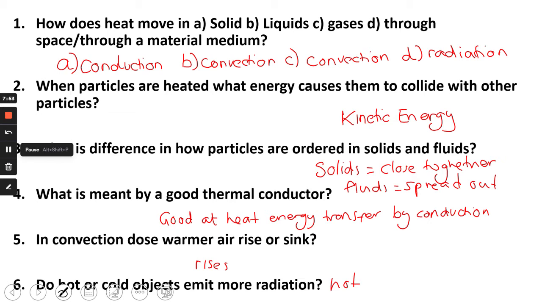Particles in solids and fluids are ordered differently. In solids, they're a lot closer together, but in fluids, they're spread out. What is meant by a good thermal conductor? An object that is good at transferring heat energy by conduction is a good thermal conductor. An example of this is metals. In convection, warm air will rise. And the last one, do hot or cold objects emit more radiation? This would be hot objects.